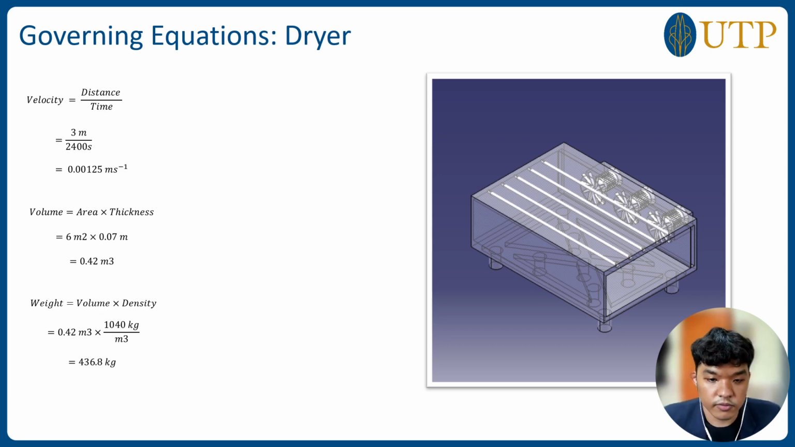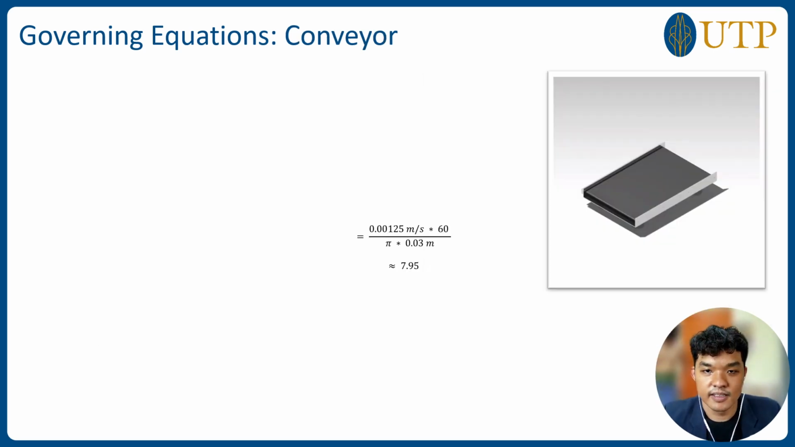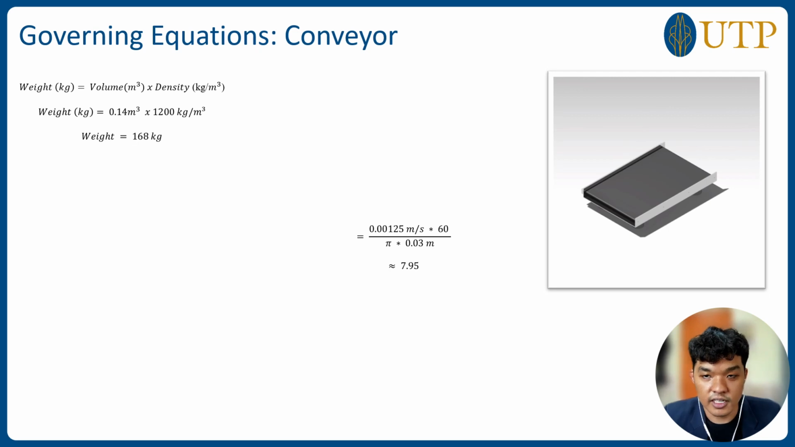So for the weight of krill based on average density, we determine the weight of the krill layer by multiplying the volume we calculated with the average density of krill, which is approximately 1040 kilograms per cubic meter. Next, governing equations for conveyor. To calculate the weight of conveyor, we can use the formula volume times density. So based on this formula, we get the weight of the conveyor to be 168 kg.